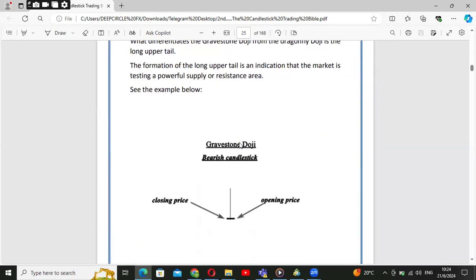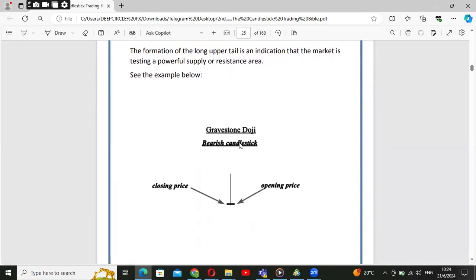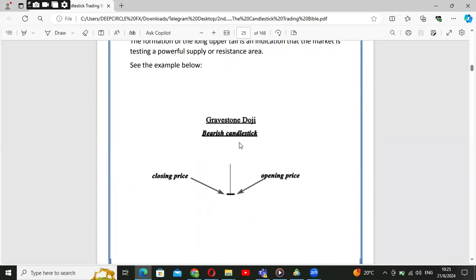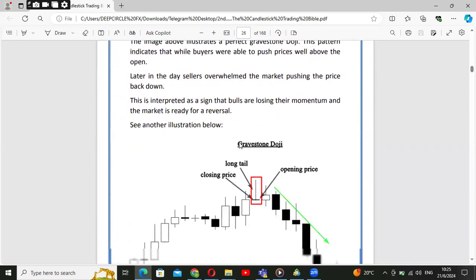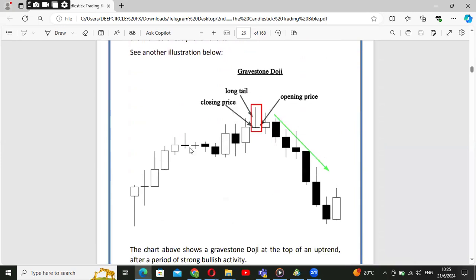So here we've got the gravestone Doji candlestick. This is the bearish candlestick. You need to find this at the top of the market. That will show you that the market is about to go down. Top of the chart, I mean, like this. You can see that the chart was moving like this. Then there's a bearish candlestick.